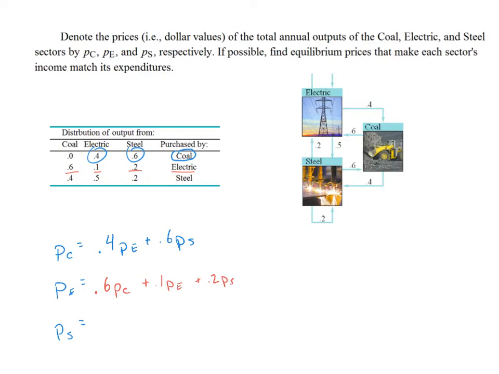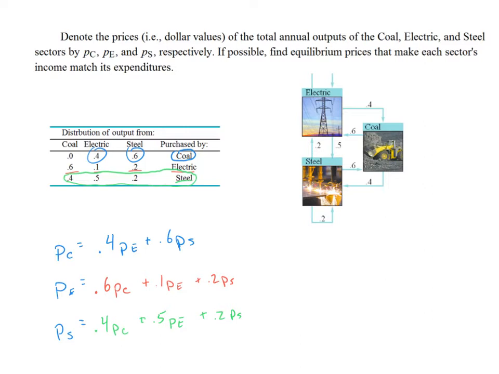All right, and then the last equation, the steel industry, 40% times the price of coal plus 50% times the price of electric plus 20% times the price of, oops, that should be an S, times the price of steel. So we're looking horizontally at this table to set up our three equations.